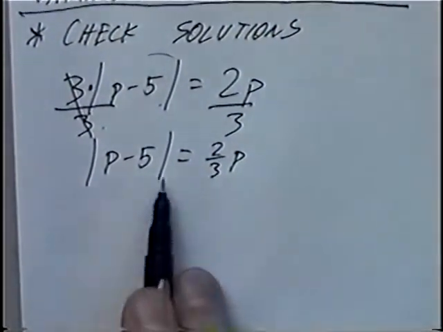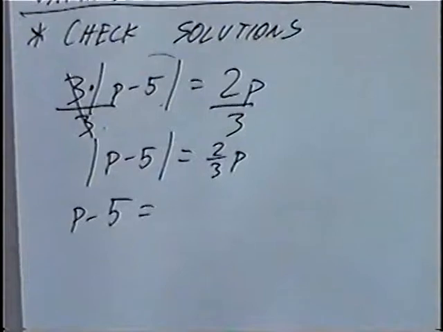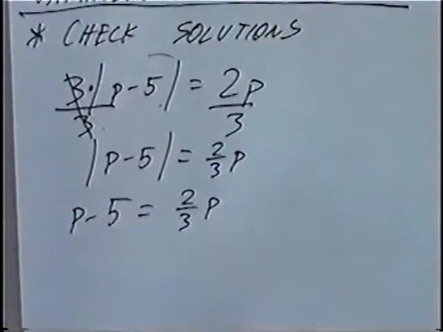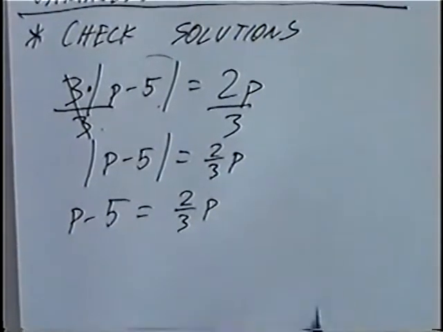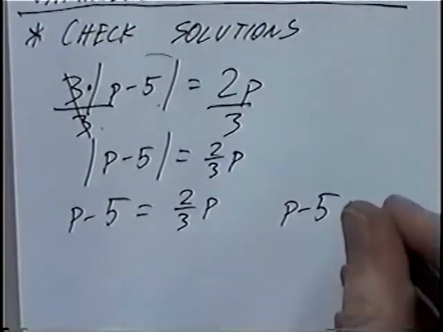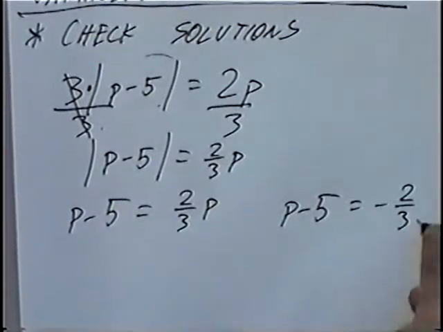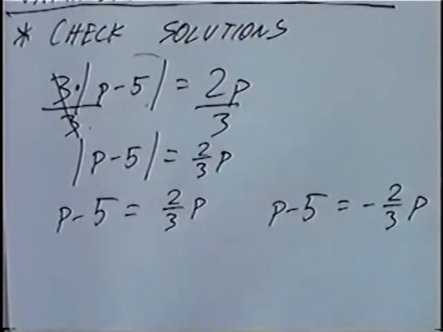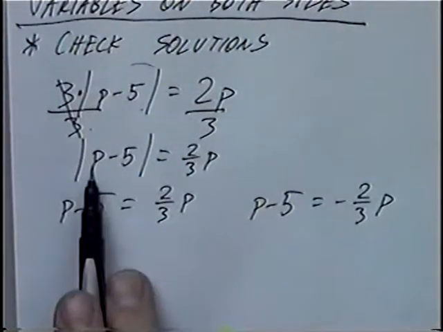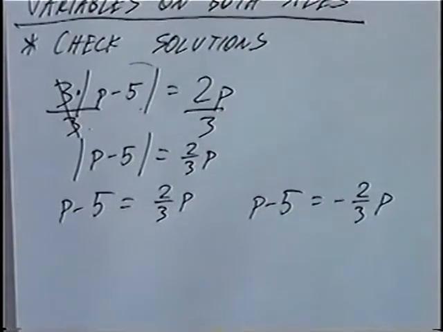To solve from here, when the absolute value is by itself, you can take the absolute value signs off, p minus 5, and set it equal to 2/3 p. The second equation we can solve, p minus 5 would stay the same. But instead of equals 2/3 p, we'll do the opposite, which is negative 2/3 p. We do the opposite because if the absolute value is equal to negative 2/3 p, then the absolute value answer would still be 2/3 p.